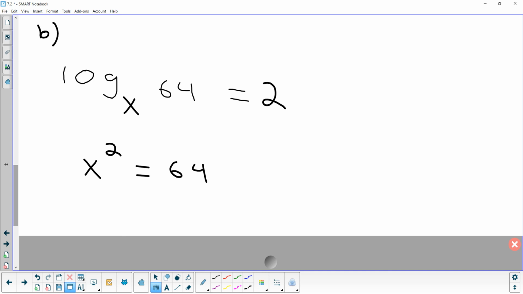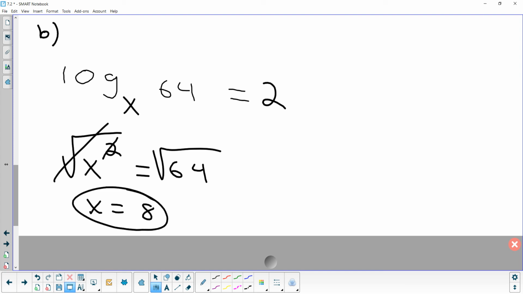x squared equals 64. How do we solve that? You could write it as 2x equals 64 and then divide by 2. That's not great. Never mind. Because if you divide each side by 2, you get 32, and if you took 32 to the second power, that would mean 32 times 32. That wouldn't give us 64. Take the square root of both sides. When you take the square root of a square, they cancel out. And what's the square root of 64? 8.